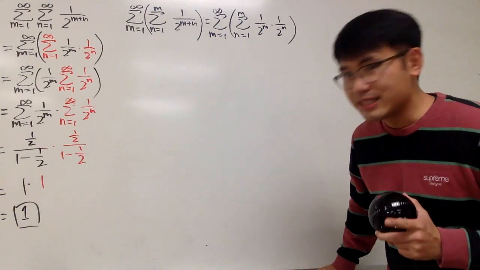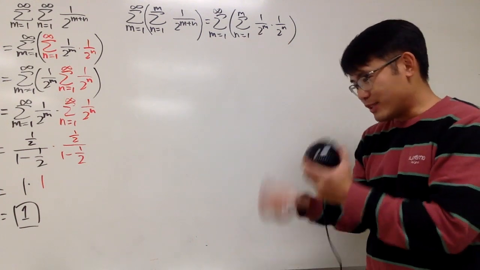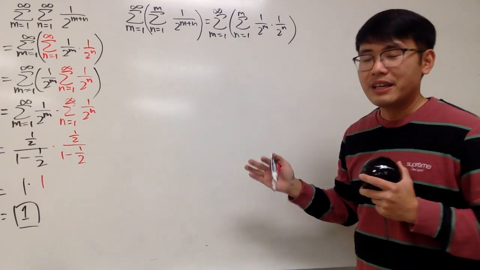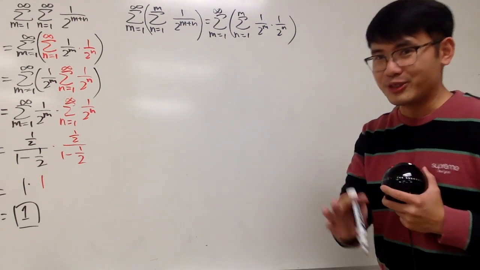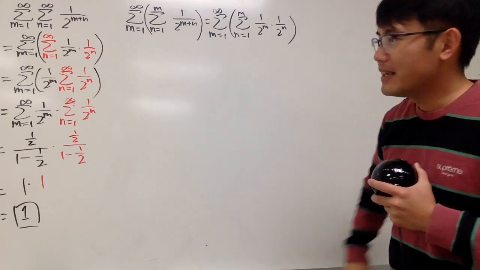Yes, it's actually possible to handle the inside, get the result, and then run through the summation as m goes from 1 to infinity. It's possible, but I'm not going to do it. You can try that. I will leave this to you guys.